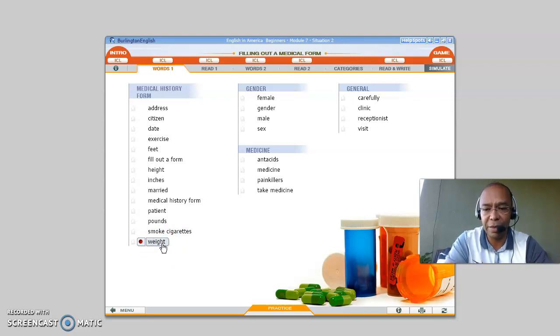Weight. Weight is measured in pounds. How much do you weigh? I weigh 190 pounds.